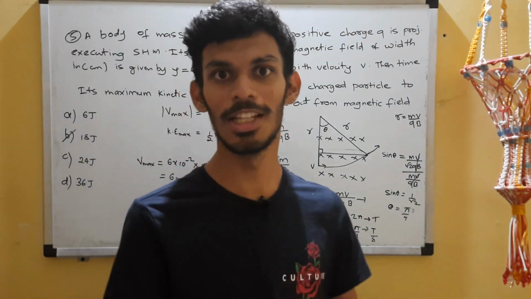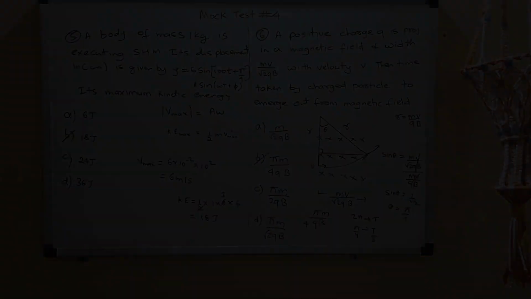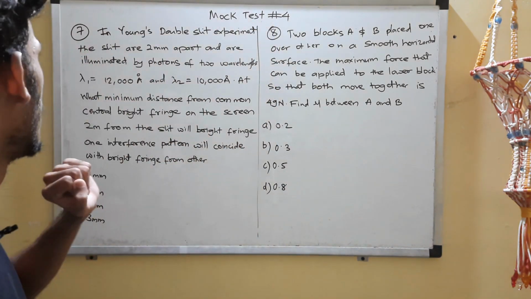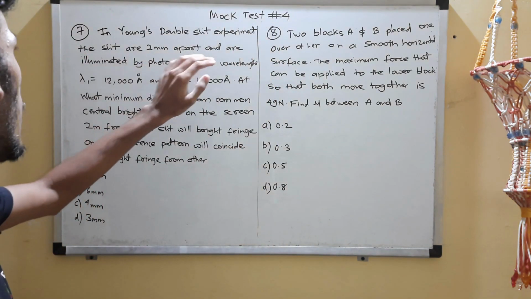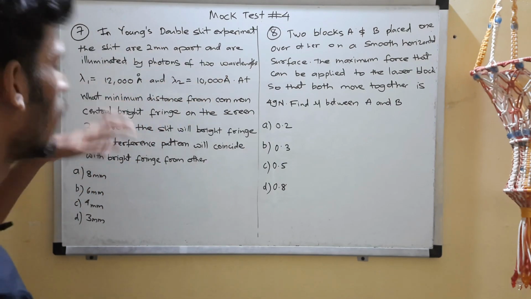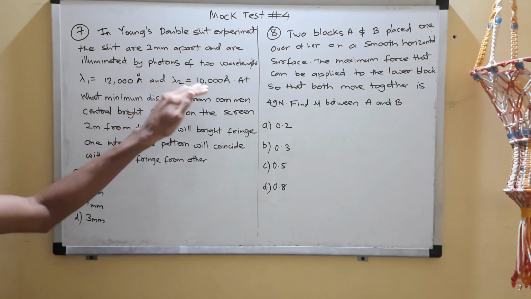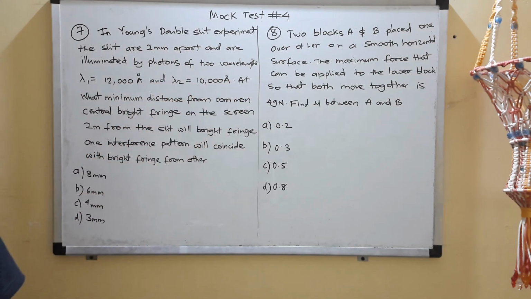So let's move to the next question now. Question 7 and 8 over here. In question 7, we have a YDSE setup. The slits are 2 millimeters apart and are illuminated by photons of 2 wavelengths. We are using 2 wavelengths in this experiment. One is of 12,000 angstroms and the other one is of 10,000 angstroms.